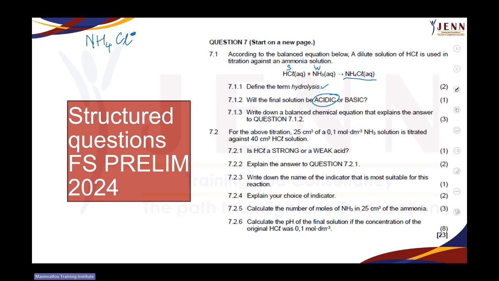Where does the NH4 come from? We already saw it. NH4 comes from NH3, which is a weak base. And then where does Cl come from? It comes from a strong acid, HCl, which is a strong acid.